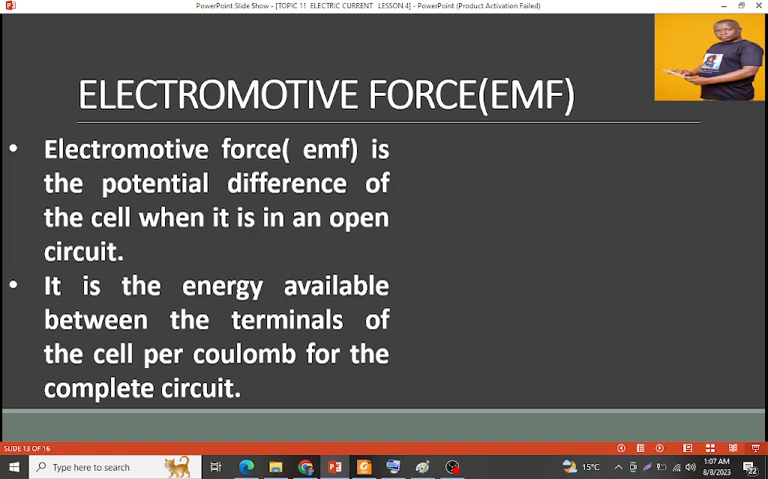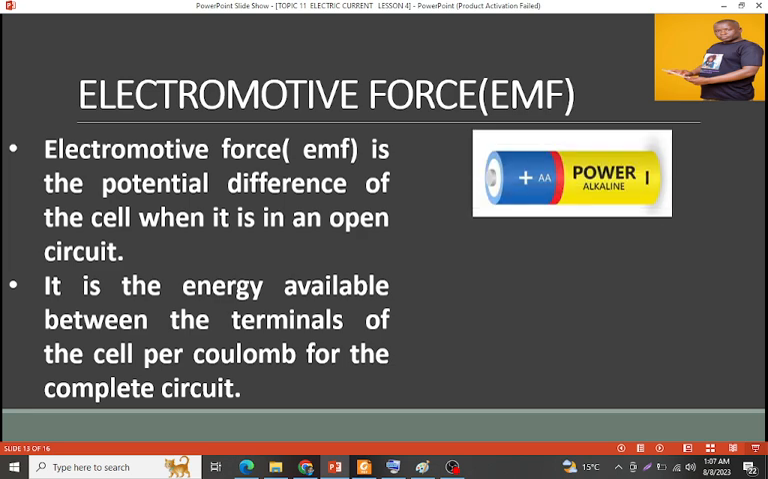So if you have a cell such as this one, in some cases they indicate 1.5 volts. If you're buying this for your torch or wall clock, they write 1.5 volts. What that means is that 1.5 is the energy available between the positive and the negative terminals to do work on the charge, the electrons, once it is connected in a circuit.